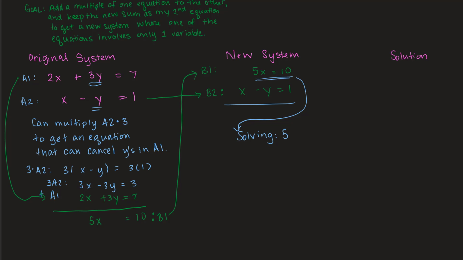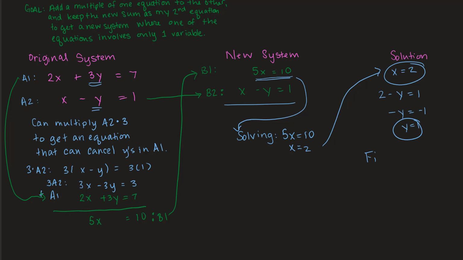5x equals 10, we get x equals 2. And replacing that in equation B2, we get 2 minus y equals 1. So I'm going to subtract 2 from both sides, and negative y equals negative 1. And then that means that y is 1. So y is 1, x is 2. The final answer we're going to write as an ordered pair, (2, 1).